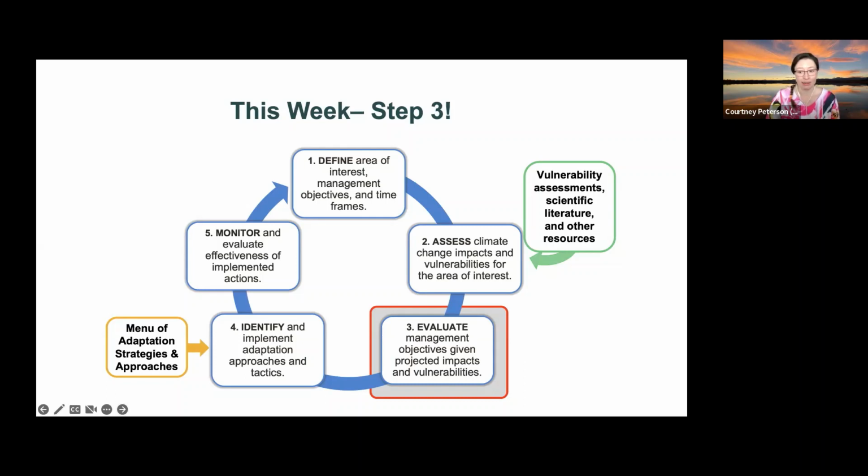So this week in step 3, what we really want to do is take all of that information from our goals and objectives and the climate change impacts we've identified to really think about how are we going to continue to achieve our goals and objectives given all of the different climate change challenges and opportunities that climate change presents, and really determine the feasibility of meeting our management goals and objectives under current management, or potentially business as usual management.